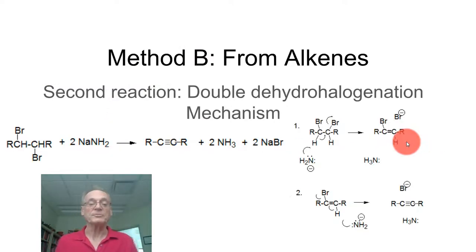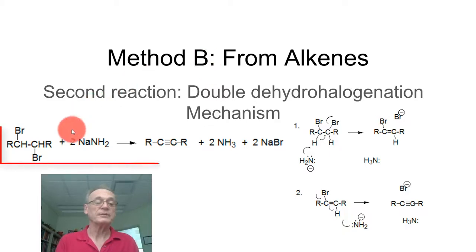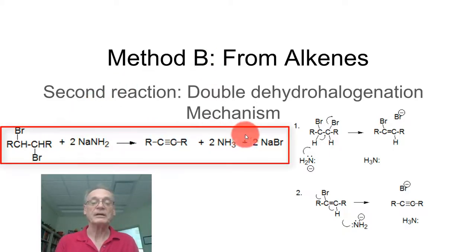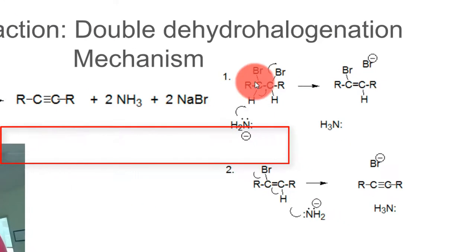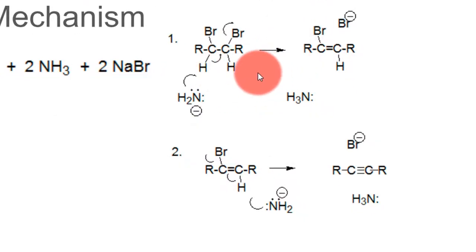Now let's talk about the mechanism. So I've rewritten the balanced equation here. So again, this is just like what was on the previous slide. Here's what happens. So I've drawn curved arrows, I've balanced everything out, shown exactly where bonds break and so on. So here comes the NH2 negative. This is its Lewis dot structure. One of these pairs of electrons comes in and grabs off that hydrogen.